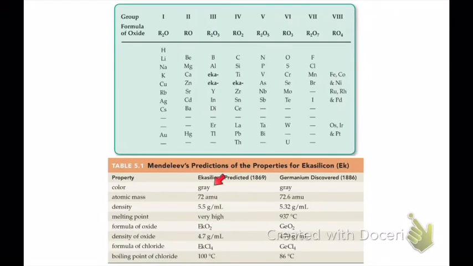And then about 20 years later, they discovered that element, Eka silicon, and it turns out it was germanium. Okay, and germanium has many similar properties, physical and chemical properties that Mendeleev had predicted 20 years prior. Now let's look at the modern periodic table, the periodic table that we have today.